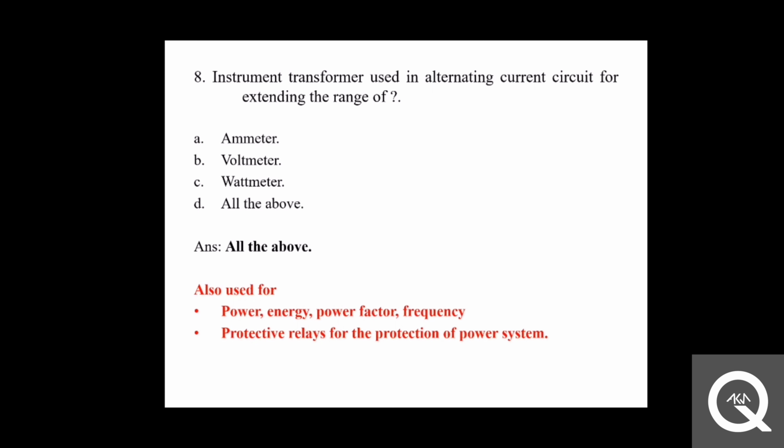And instrument transformers are used for the measurement of power, energy, power factor and frequency. Also they are used in protective relays for the protection of power system.